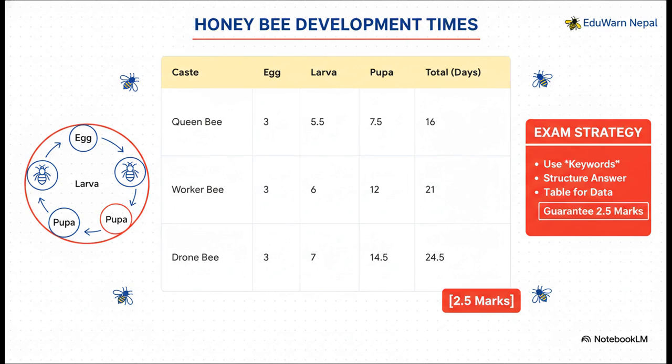Now, here's an advanced strategy for those of you who are aiming for a perfect score. If you include a small, neat table just like this one, summarizing the development times for each caste, well, that shows exceptional preparation. This level of detail practically guarantees you get the full 2.5 marks for your explanation.